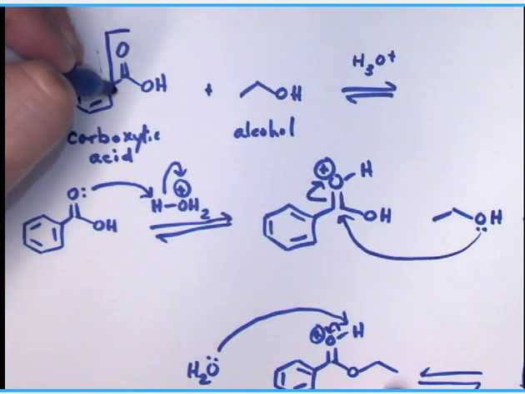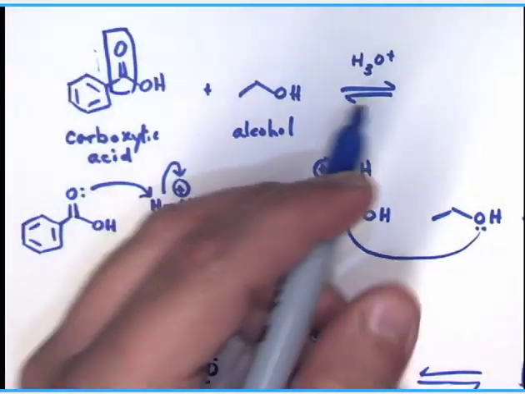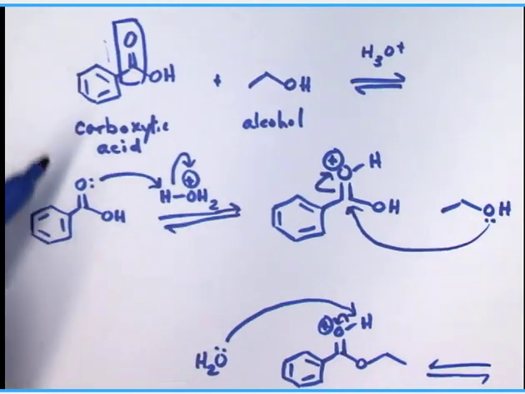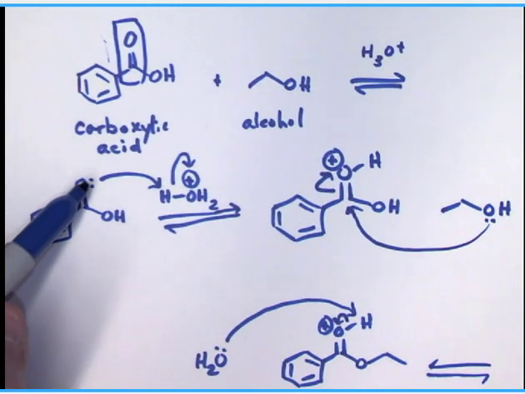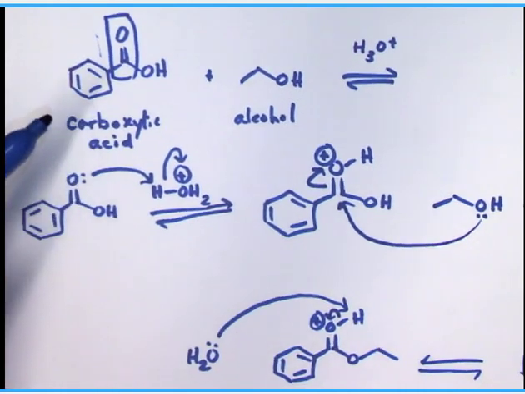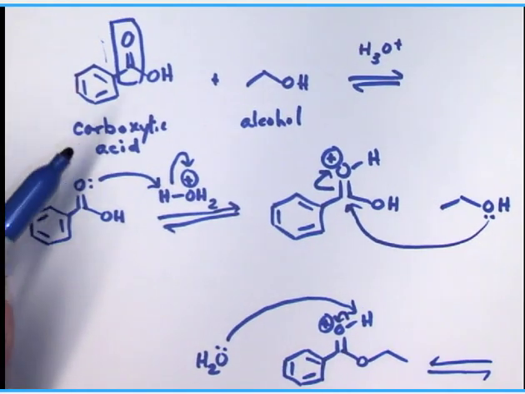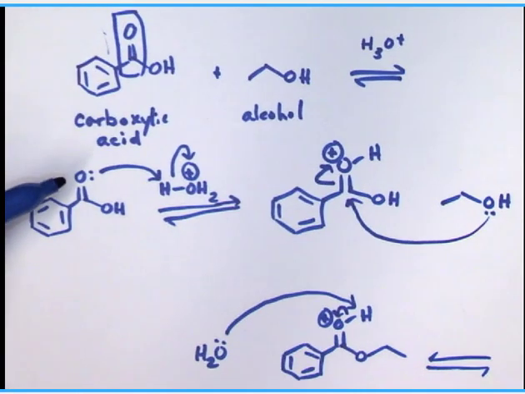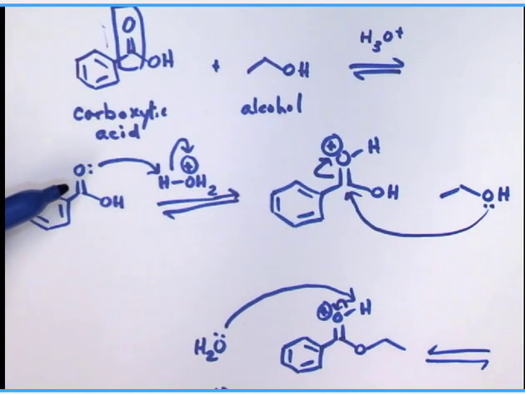anytime you see C double bond O and an acid, the very first thing you're going to see happen is that a lone pair from that carbonyl oxygen is going to take a hydrogen. This is going to act basic. I know it's very unusual to think of because this is a carboxylic acid, yet it's going to act like a base. I get it.